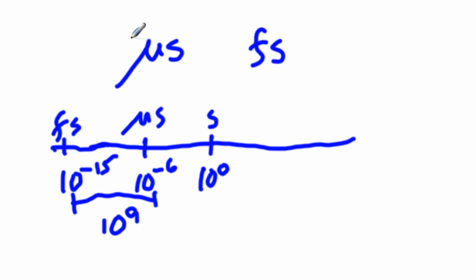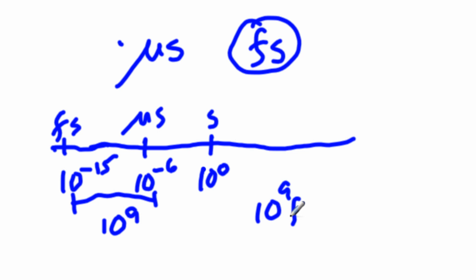Finally, who's the little guy? The little guy would be femtosecond. So what we have are a whole bunch of little guys, 10 to the 9th femtoseconds equals one big guy, 1 microsecond.